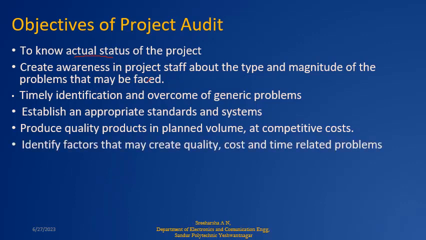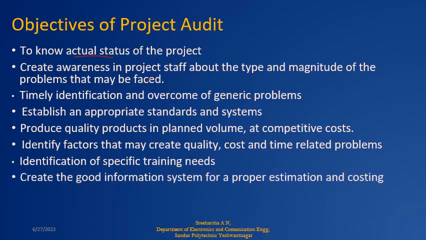Then identify factors that may create quality, cost and time related problems. To identify specific training needs: is there any training need for the personnel who are working in the project? That is also identified through audit. And to create a good information system for proper estimation and costing. How much cost may be incurred, to estimate that, information is very important. A good information system can be established through proper audits.